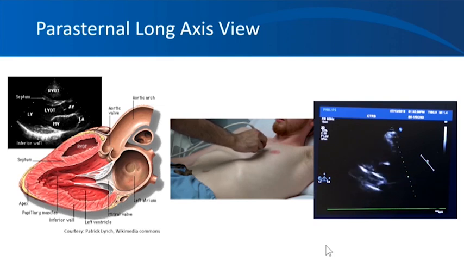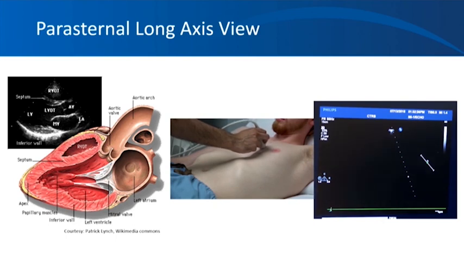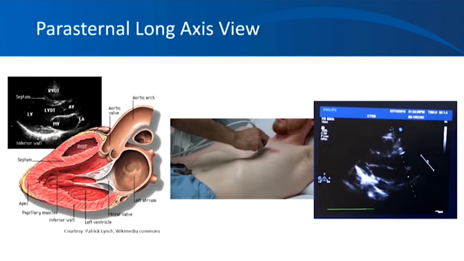And interventricular septum and left ventricular wall are parallel and as horizontal as possible to get the best view. And parasternal long axis view is a good view to assess left ventricular size and function, and if there is any pericardial effusion. And it is also one of the easiest views to obtain. So this is the most commonly performed view when you're doing the bedside echocardiogram to get quick information.